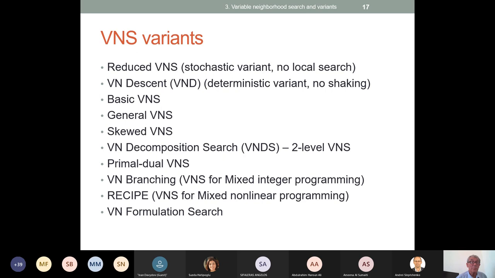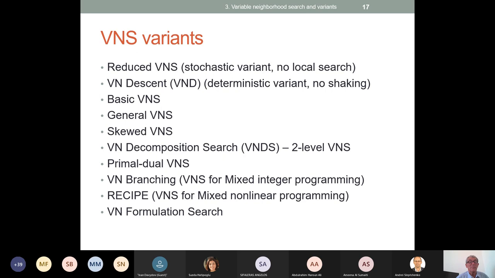In the basic one, I explained, you have randomness going out from the local minimum and a kind of intensification going down from that random neighboring solution. Then we have general VNS, which I will explain later, where you use shaking as usual, but the local search is in fact variable neighborhood descent. So you are using several neighborhoods in shaking and in local search, not only in shaking as in basic VNS.